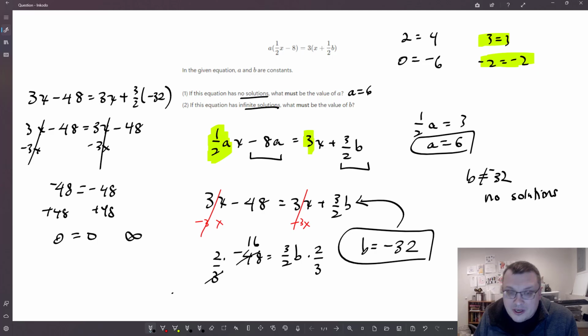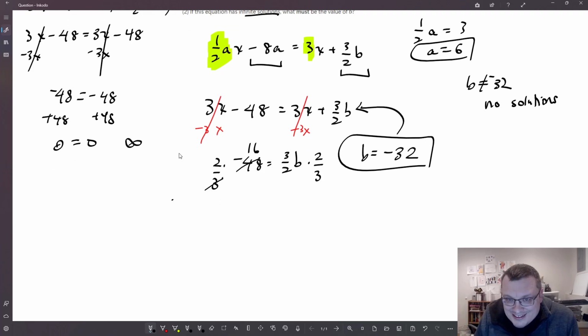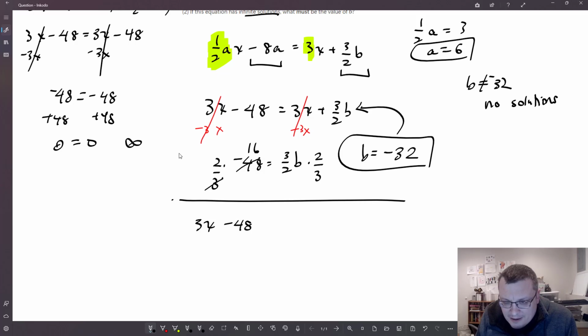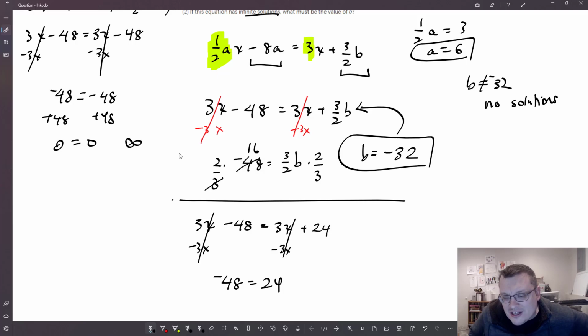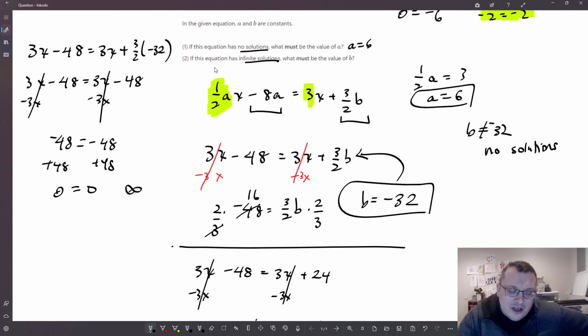Because, let's just do an example here. If we plug in, let's pick a value for b, 16. If we plug that in for the value in our equation, so we have 3x minus 48 is equal to 3x plus, so again, I pick 16. So 3/2 times 16 is 24. If I go ahead and try to solve this equation the normal way, we get negative 48 equals 24. And no matter how you manipulate this, you're going to get an equation which is not an equation. These are not equal to each other, and this is the no solution case. So this is not a question that was asked here, but if you needed to know what is true about b, if it has no solutions, then b can be any number except for negative 32.